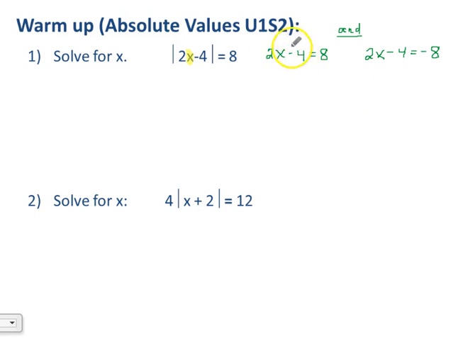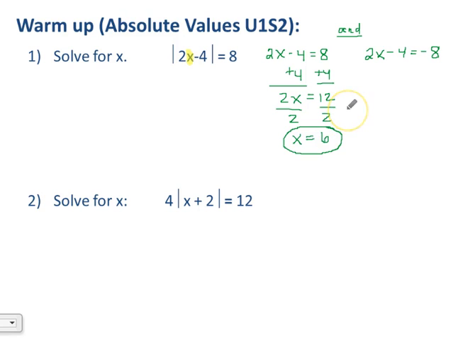So to solve for x on this equation over here on the left, we're going to start by adding 4 to both sides. Then we have 2x equals 12. And then we're going to divide each side by 2. And we get x equals 12 divided by 2 is 6. So one of our possible values of x is 6.